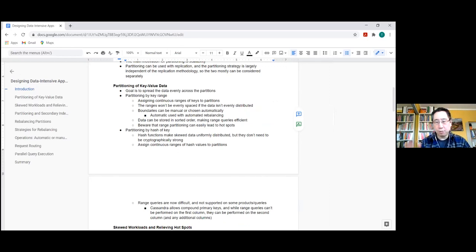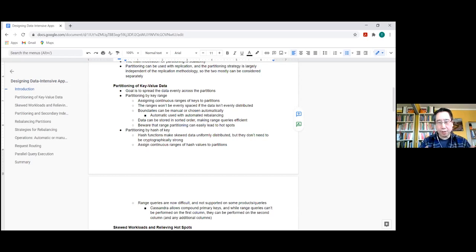And if you have continuous ranges, then the nice thing is, if you did want to do some type of range query, if you wanted to know, you know, people's last names between whatever, you know, Smith and Thomas, then they're all kind of there, on the same partition. Right. But the challenge with this is that it's hard to know a priori how to evenly split the keys amongst a different number of partitions. So you can do manual, you can do automatic on the boundaries.